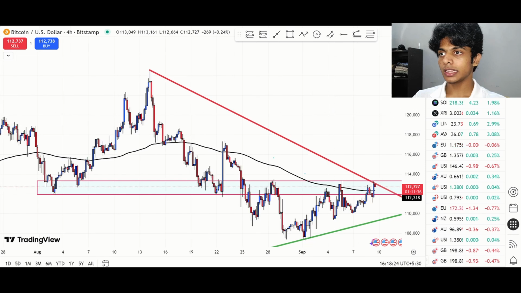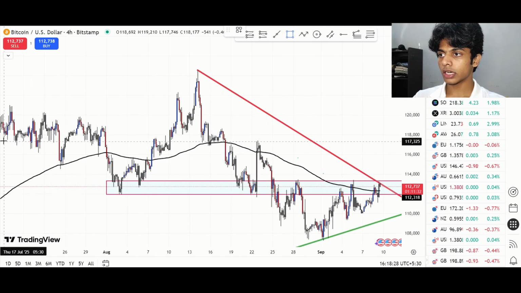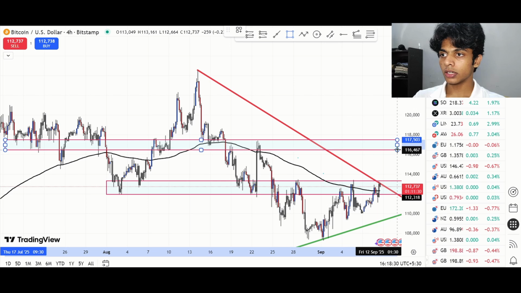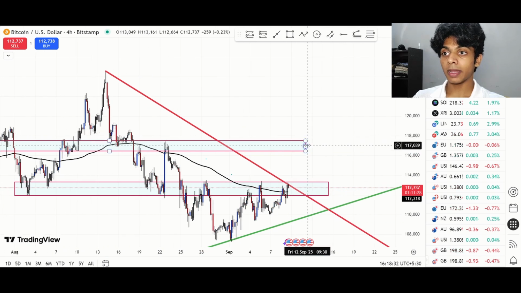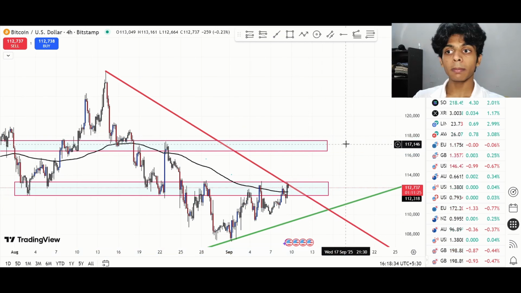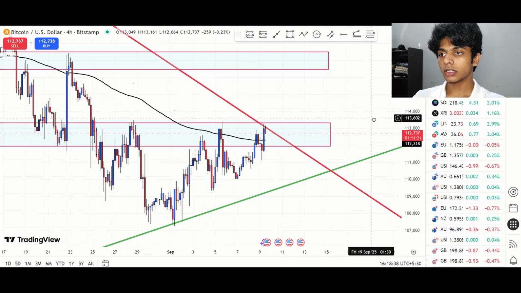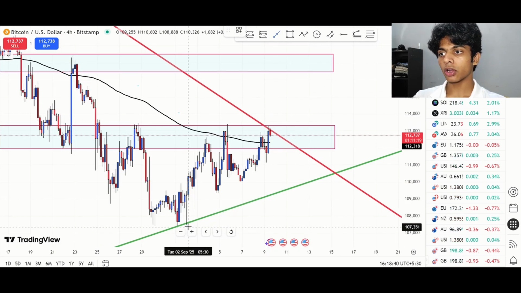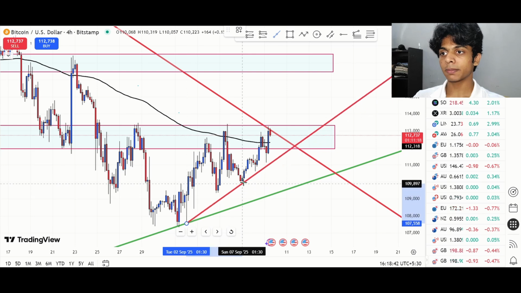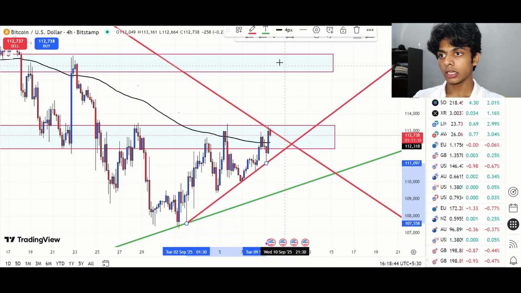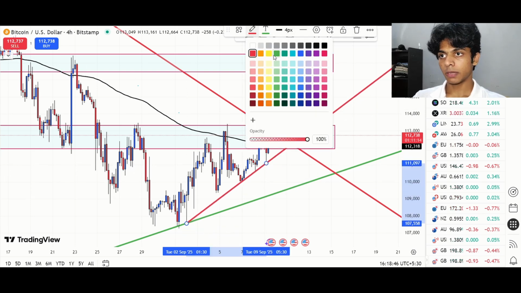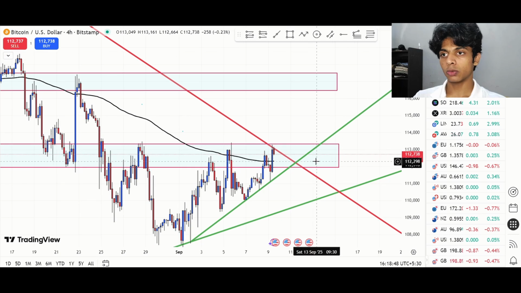So if you can see, this is on the 4-hour. I can draw another support and resistance zone over here, which will be my next target. But will I actually put a take profit? No. I'm gonna wait. I'm gonna draw steeper and steeper lines as the price continues to move higher.